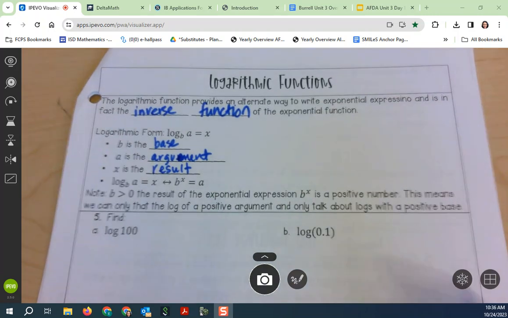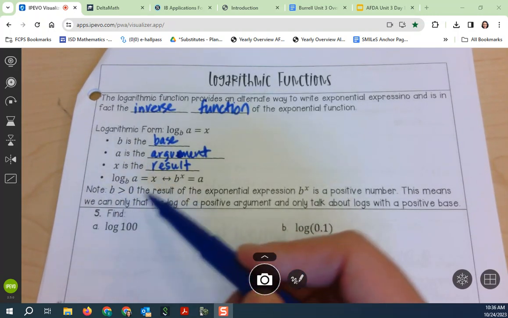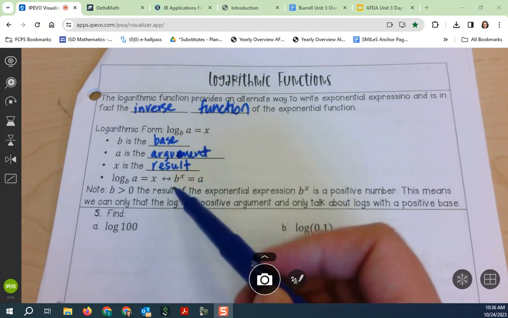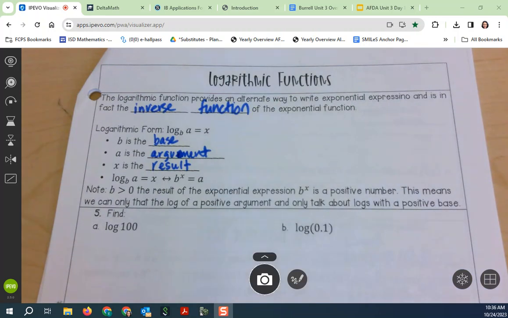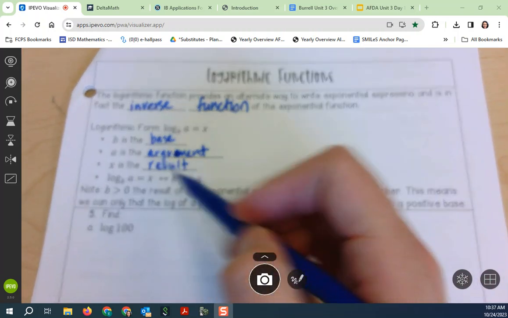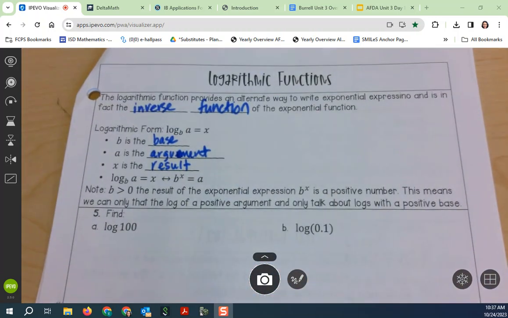If you have log base b of a equals x, that expression or that equation can be written as an exponential equation, b to the x equals a. This is something that we did learn in both Algebra 2 and Algebra 2 Honors, that you can take a logarithm and rewrite it as an exponential and vice versa. Sometimes one format will allow you to solve while the other one won't, so it's good to know how to translate between the two.